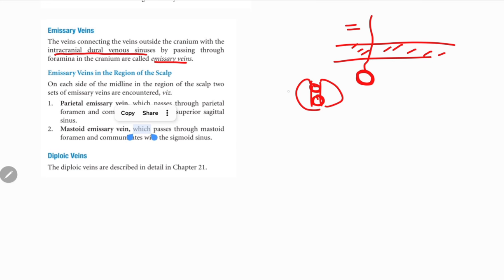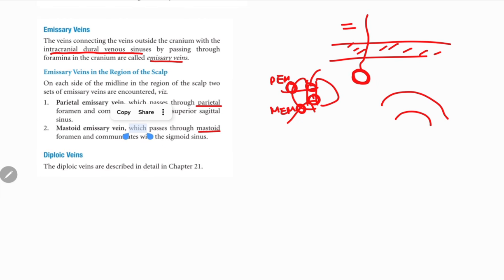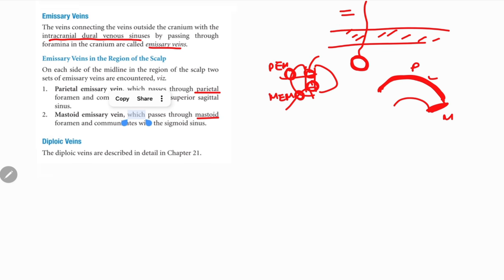Parietal emissary vein passes through the parietal foramen, and mastoid emissary vein passes through the mastoid foramen. Parietal communicates with the superior sagittal sinus, mastoid communicates with the sigmoid sinus. One will be superior sagittal, another will be inferior sagittal, connecting them will be the sigmoid sinus. So which communicates with the superior sagittal sinus? Parietal emissary vein communicates. Mastoid emissary vein communicates with the sigmoid sinus.